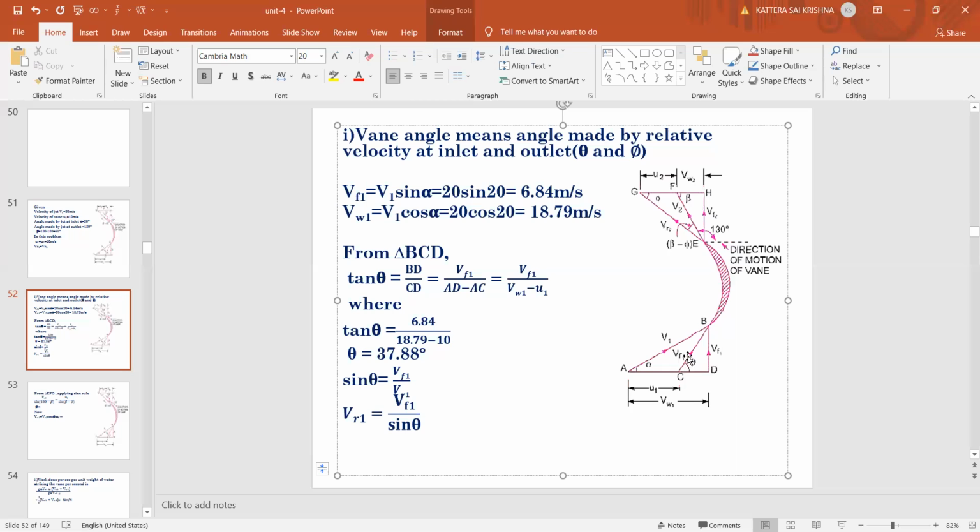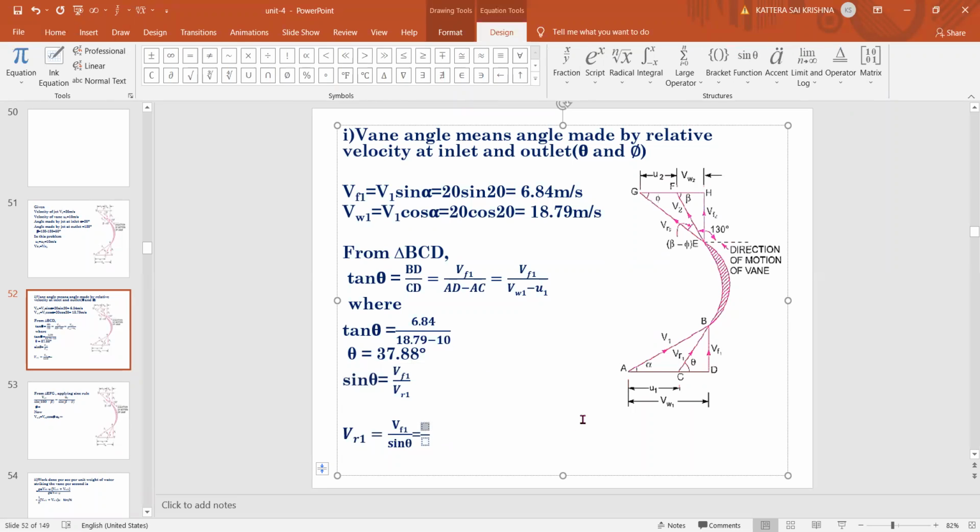Right. So after finding theta, now we can find VR1. From the same triangle, I am taking sine theta. So sine theta equal to VF1 by VR1. That is the thing which I have written here. Sine theta equal to VF1 divided by VR1. What we are finding is VR1 from this. So VR1 equal to VF1 by sine theta. Now you can substitute. What is the value of VF1?